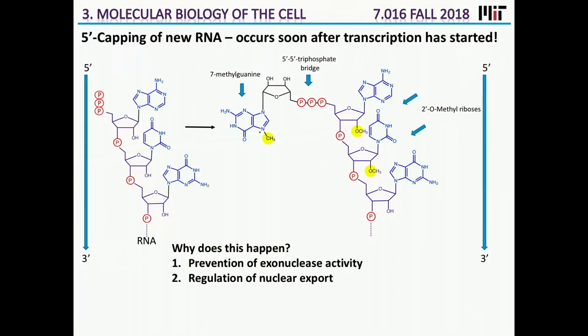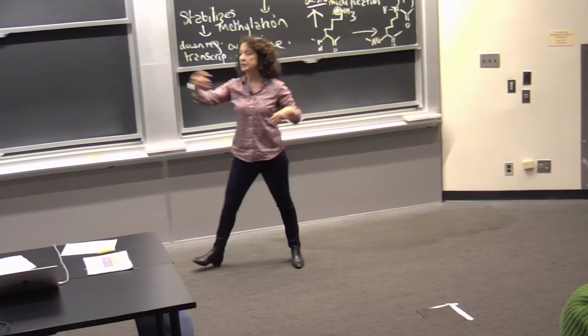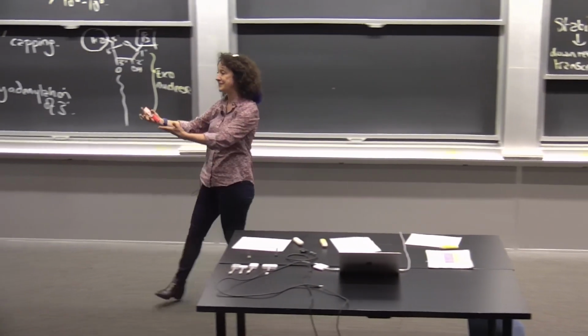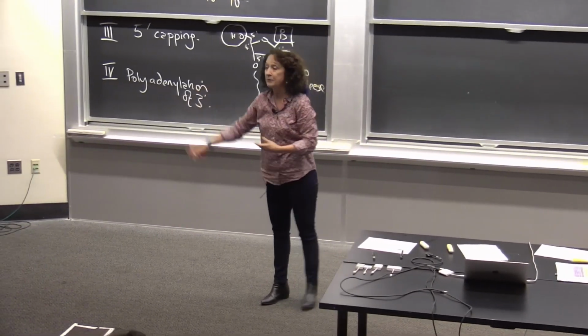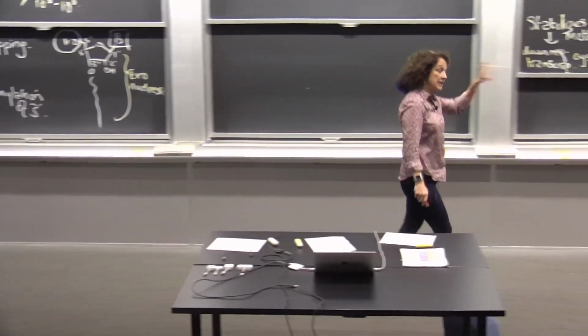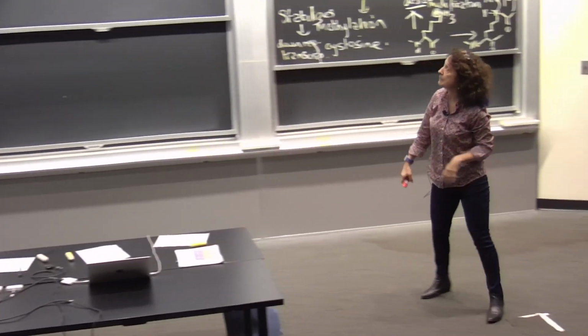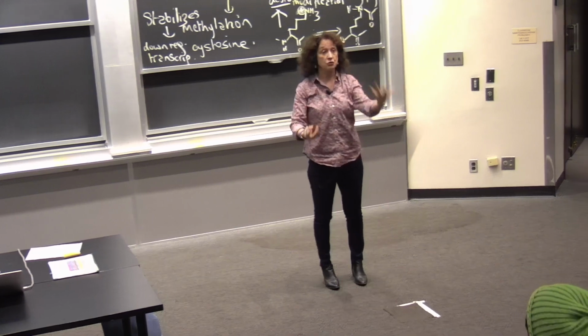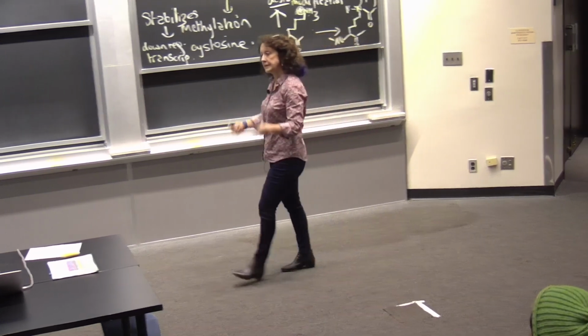But then it's actually quite important for regulation of when that messenger needs to leave the nucleus. There are proteins involved in helping export the messenger RNA when it's ready from the nucleus. So it's an important signal or recognition element. It marks this thing as a messenger RNA that's going to be important in translation. It gives it an identity. And then finally, it can actually, in the next step, promote translation. So all of these things are useful.